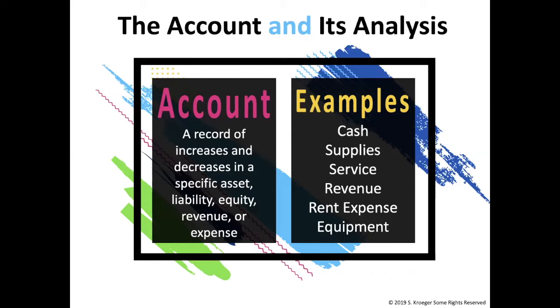Cash is the name of an account, and it happens to be an asset type of an account. Supplies is also an asset. Service revenue is a revenue account. Rent expense is an expense account, and equipment is an asset account. An account name is not assets or liabilities. Those are just types of accounts. The specific account name, such as equipment, is an account.